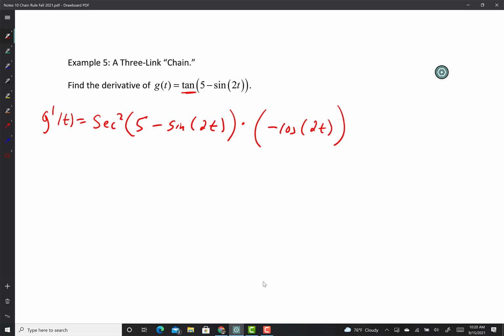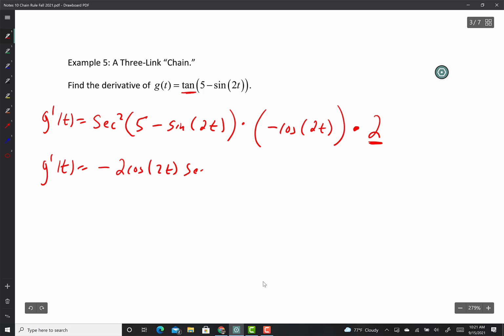I still got another argument, the 2t. Times, what's the derivative of 2t? 2. Is there anything else? No, that's it. I've reached everything. Done. So we're going to write g prime of t equals, and I would put the 2 in the front, maybe even the negative cosine 2. So I'm going to write negative 2 cosine 2t, close, secant squared of 5 minus sine 2t, close, close.